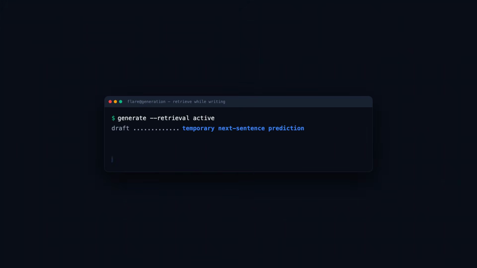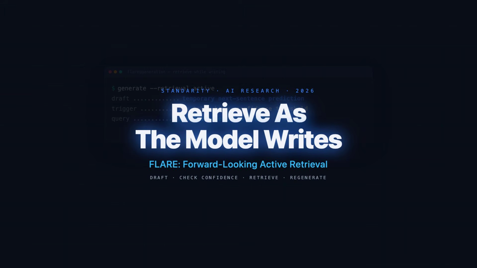Picture a language model writing a long, detailed answer. Standard retrieval systems grab documents once, right at the start, and then the model is on its own for the rest of the passage. But by the 10th sentence, it has drifted into territory those first documents never covered, and it starts inventing facts. Flair fixes this by retrieving as it writes.